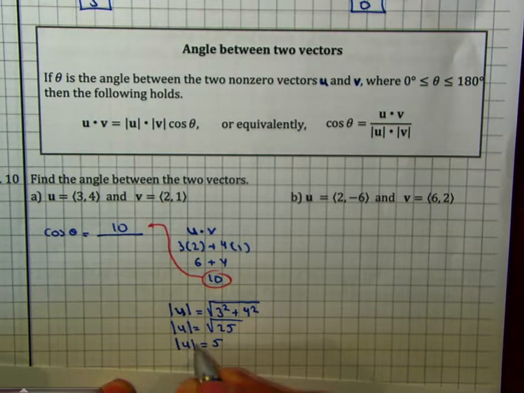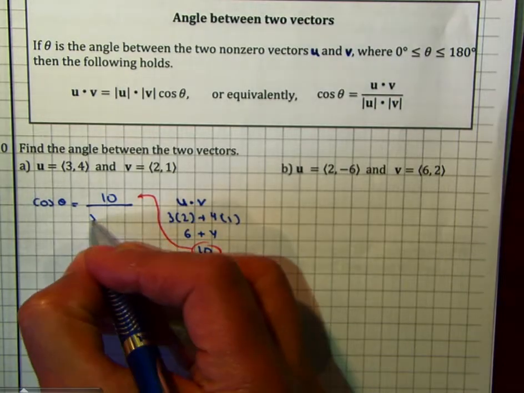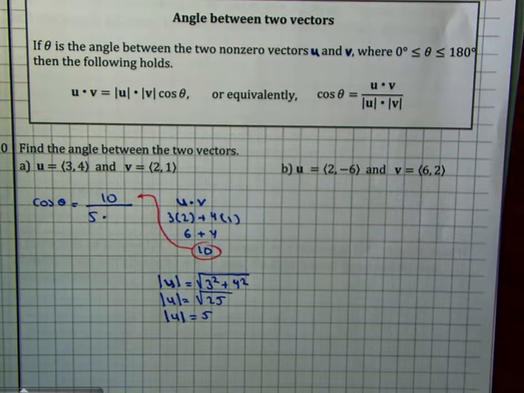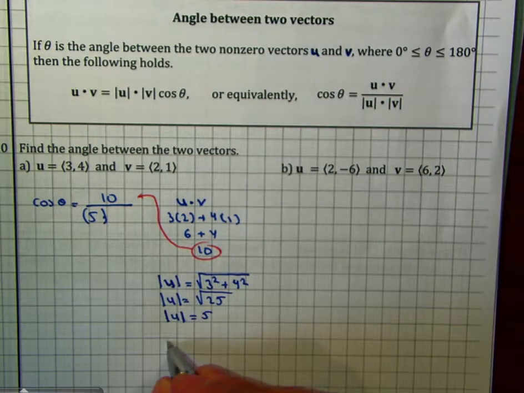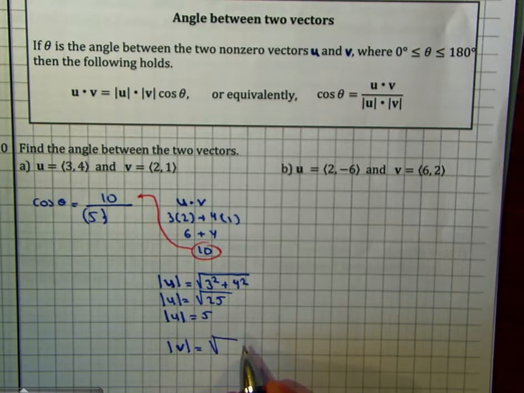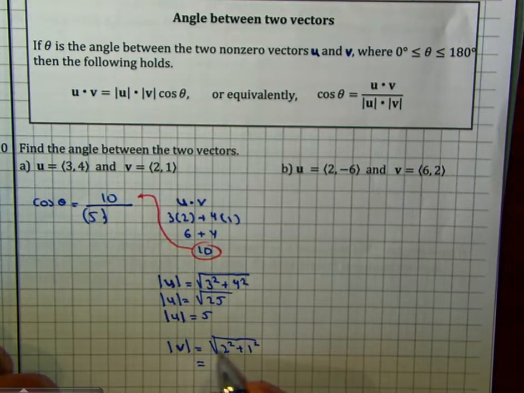Now be careful, sometimes some books will have it as a bar, some other books will have it as a double bar, which is exactly the same. So therefore it will be 5 times, and let me place it in parentheses instead. Now I'll find the magnitude of v. So it'll be 2 squared plus 1 squared, which is 4 plus 1, which is 5. So the magnitude of v will be the square root of 5.